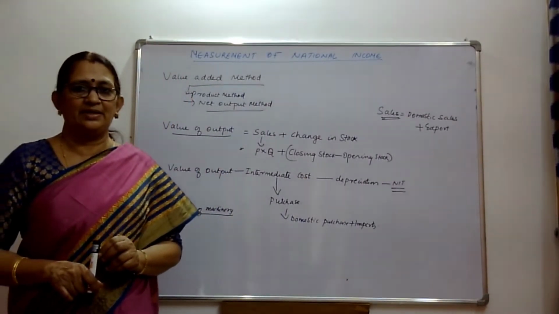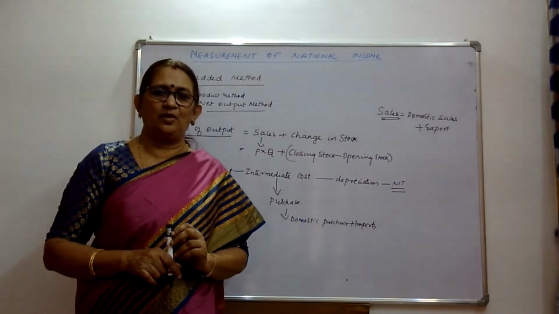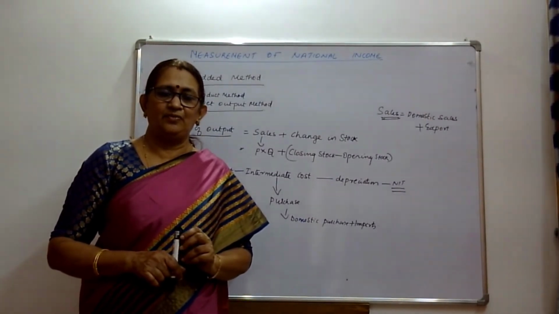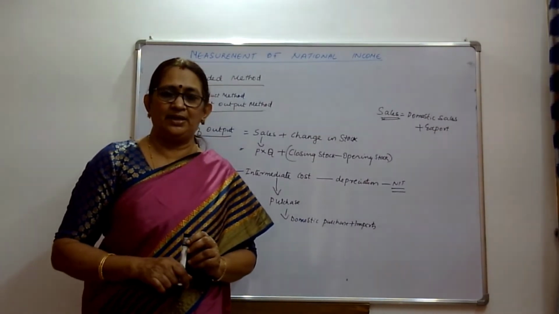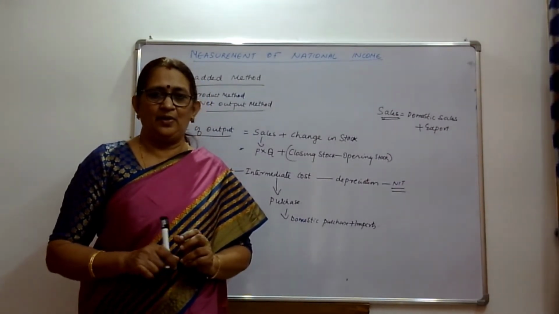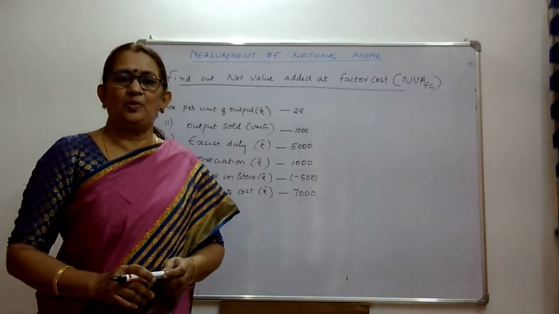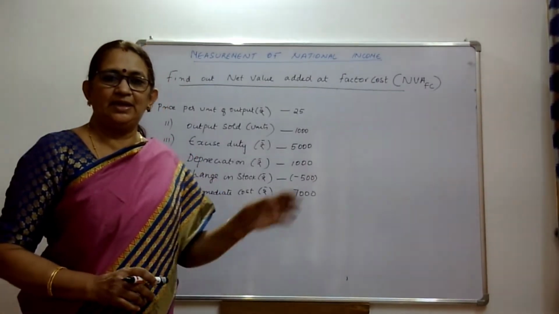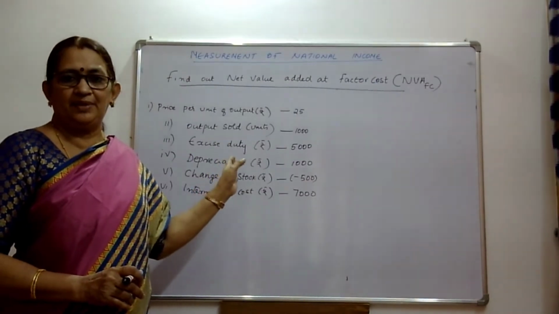I hope that the steps involved in the calculation of value added are clear. We move on to the other numericals in the value added method. So, measurement of national income by the value added method. See the numerical, the particulars given here.